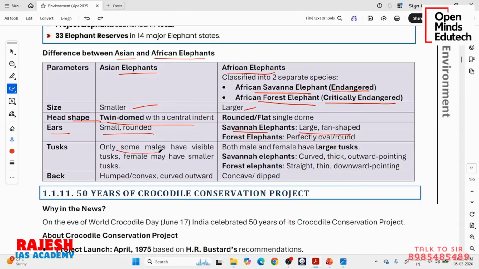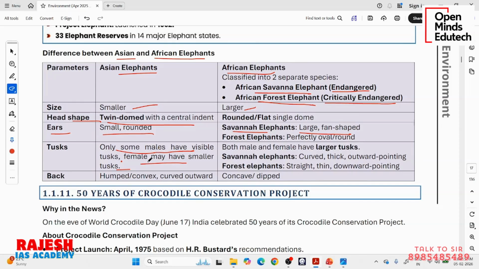Tusks: only some males have visible tusks, females may have smaller tusks. So in India, it is not mandatory for all elephants to have them. Tusk is the extension of the teeth of the elephant. So only some males, not all males, may have visible tusks.